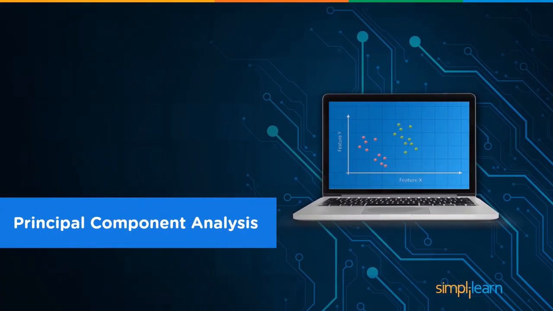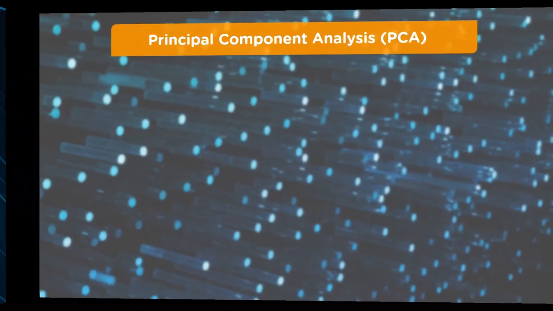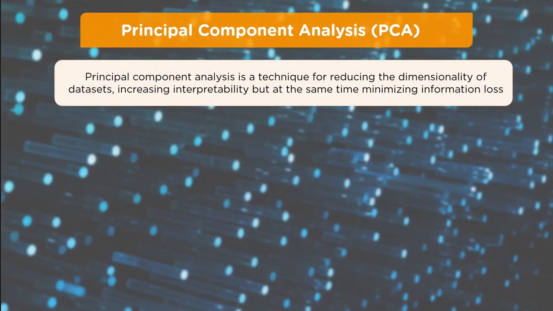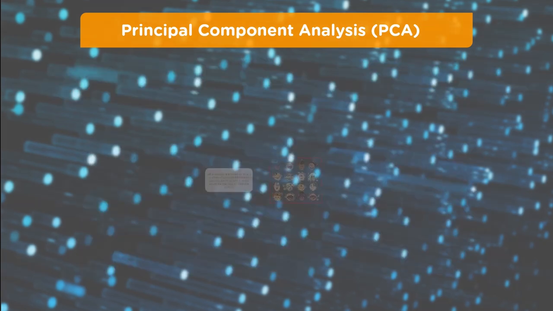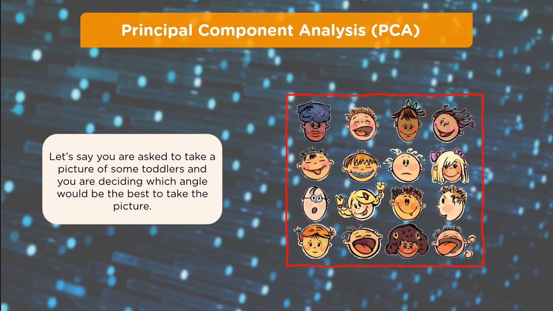Principal component analysis. So what is it? Principal component analysis is a technique for reducing the dimensionality of data sets, increasing interpretability, but at the same time, minimizing information loss. So we take some very complex data set with lots of variables. We run it through the PCA. We reduce the variables. We end up with a reduced variable setup. This is very confusing to look at, because if you look at the end result, we have the different colors all lined up. So what we're going to take a look at is, let's say we have a picture here.